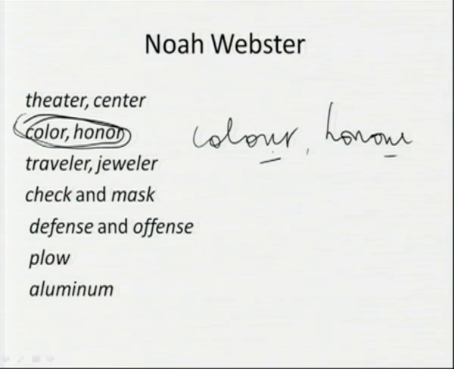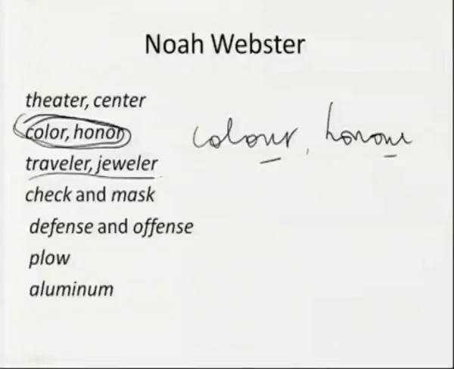So, there was an attempt being made by Noah Webster to prune certain things which he and many of his contemporaries found unnecessary. When you say color, why do we need to have the U there? So, prune these words, cleanse the words that are there. Traveler, jeweler, why have a double L when a single L would do? Well, they probably saw it as streamlining existing English words, and they saw the U in color and the double L in traveler probably as idiosyncrasies of a past time.